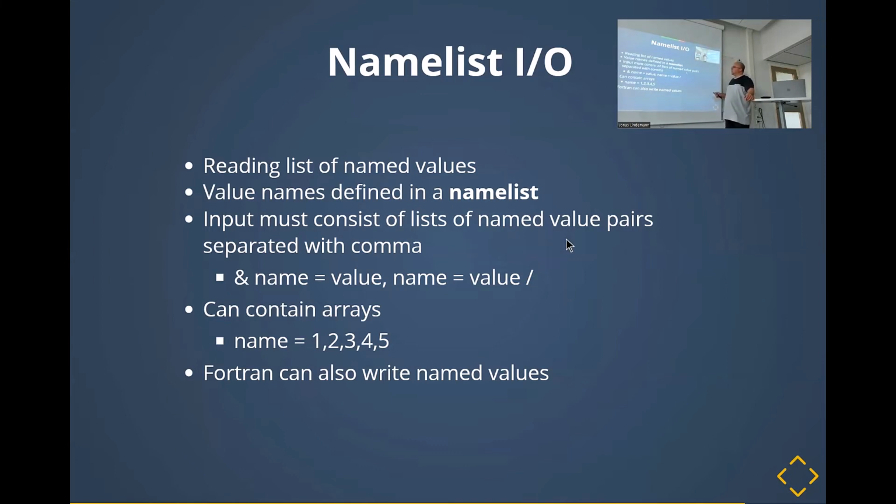So this is a special reserved word in Fortran. And then the input must consist of a list of name-value pairs separated with commas. So like this: name, value, slash. So you start with an ampersand and end with a slash. And you can contain arrays, so a name can be an array, 1, 2, 3, 4, 5. And Fortran can also write namelists to disk.